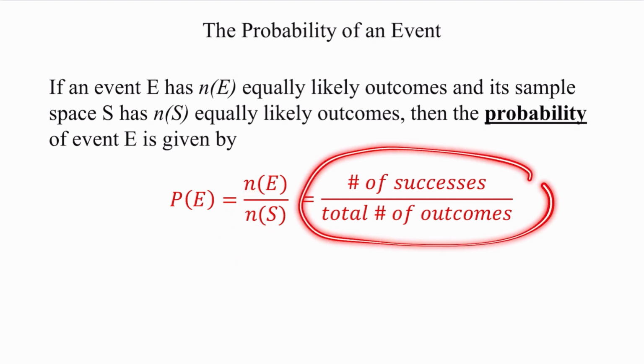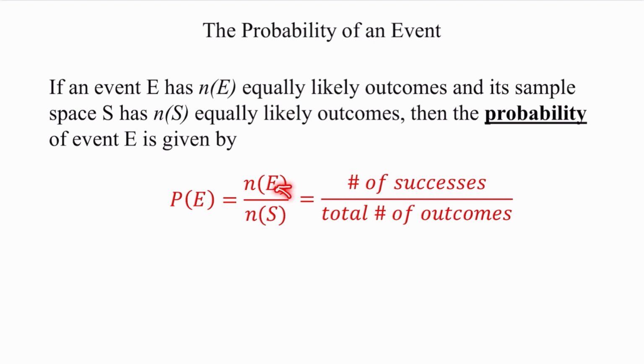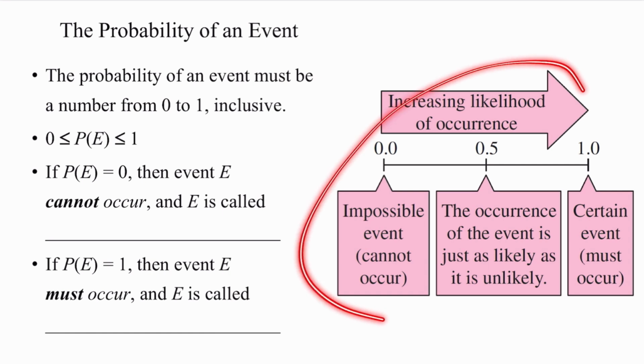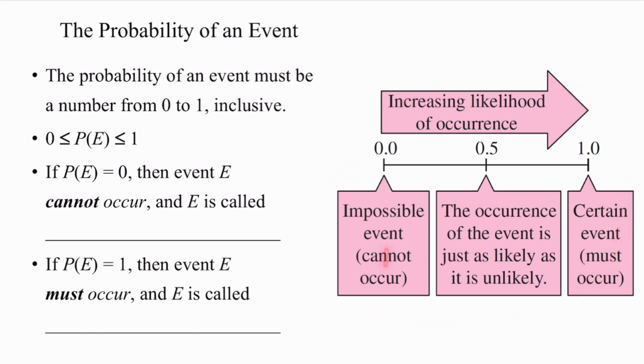Most of the time, I would just write it out, and I wouldn't really use this notation with the n, but that's what they mean: the number of ways that your event can happen divided by your total number of ways, or the number of outcomes in your sample space. The probability of an event must be between 0 and 1 inclusive. Written as an inequality, 0 is less than or equal to P(E), which is less than or equal to 1. You can see in this diagram that if your probability is 1/2, then the occurrence of the event is just as likely as it is unlikely.